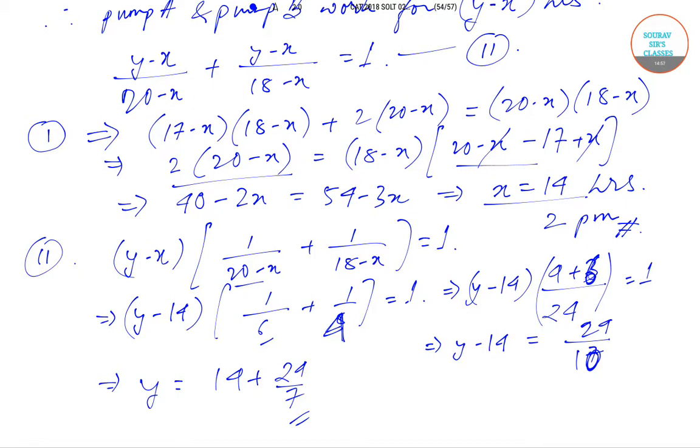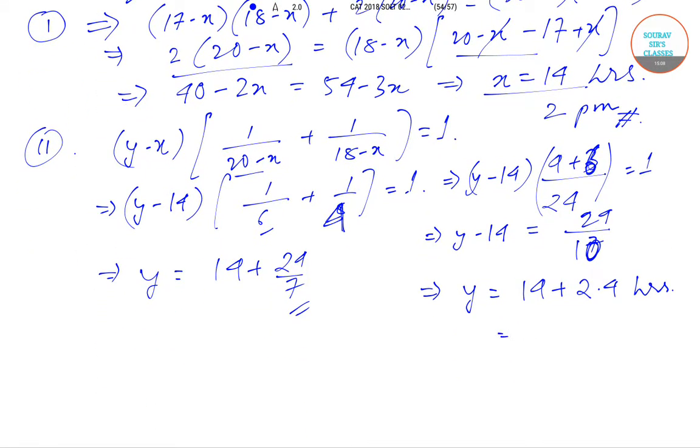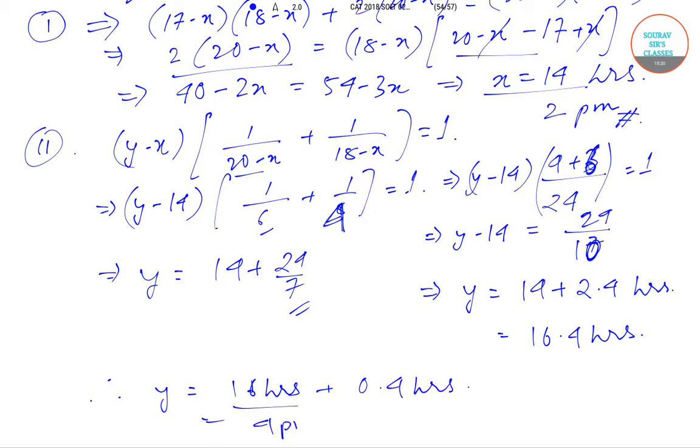So y minus 14, so y would have been 14 plus 2.4 hours. 2.4 hours. So this would have been 16.4 hours. So y means 16 hours plus 0.4 hours. This 16 hours basically means 4 p.m.